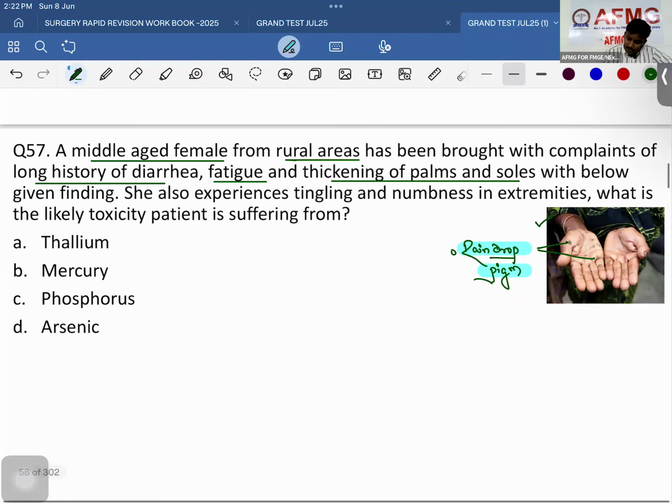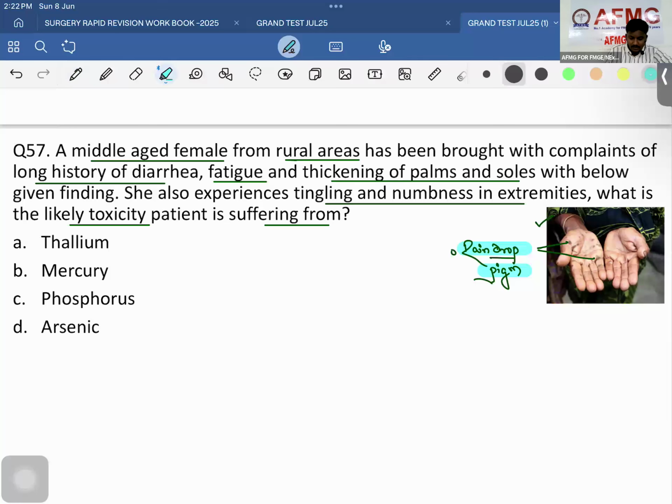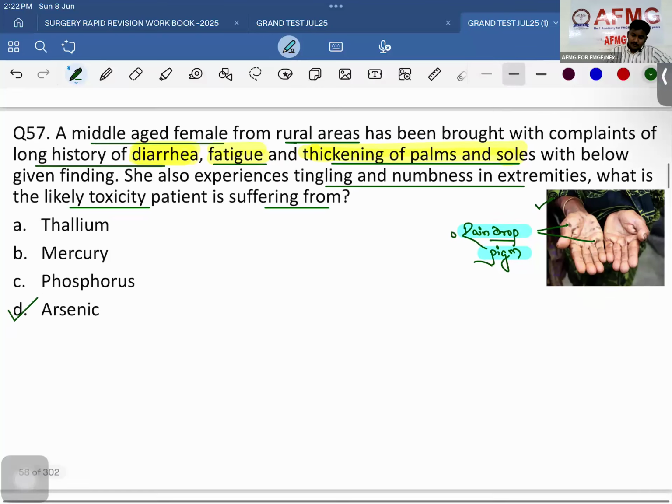They are saying she also experiences tingling and numbness in the extremities, that is suggestive of peripheral neuropathy. What is the likely toxicity the patient is suffering from? Answer: very good. We know that rice watery diarrhea or cholera-like diarrhea, along with features of anemia, that is fatigue, thickening of palms and soles, that is hyperkeratosis, along with raindrop pigmentation and neuropathy-like features, has to be nothing else but option D, that is arsenic poisoning. That is what is important to be remembered.